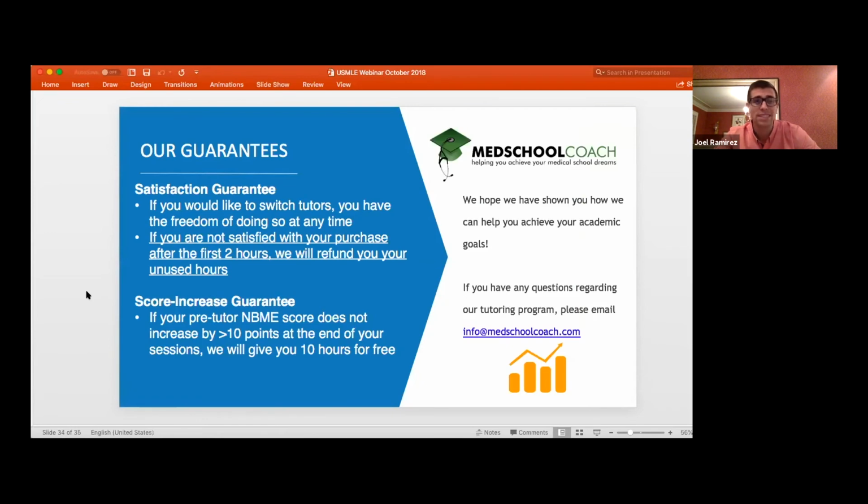We have a few guarantees. If you get paired with a tutor and for some reason you think that you would work better with a different teaching style, you can switch tutors at any time. Although this very rarely happens, it is an option if you would like. If you're not satisfied with the package or the tutoring that you've gotten, you can get the rest of your hours refunded. Again, this very rarely happens.